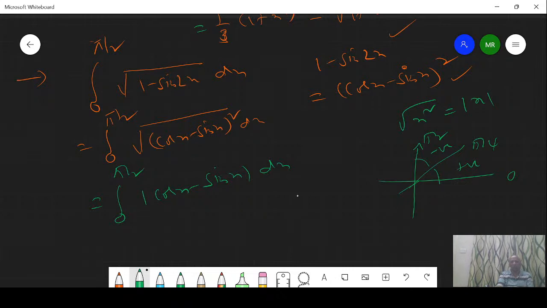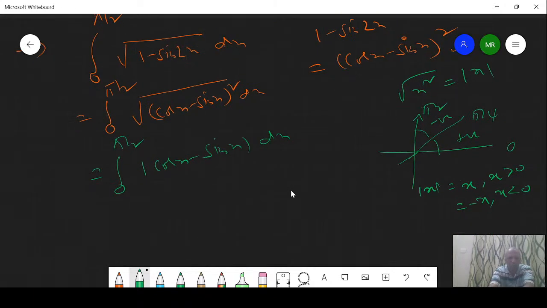Cos x minus sin x is negative in this area. So you know the definition of mod x: equal to x when x greater than 0, equal to minus x when x less than 0, and 0 when x equal to 0. Remember the definition of mod x. But here, if you take the difference, it is positive here and negative here, so I can split this. So this is the most important concept.